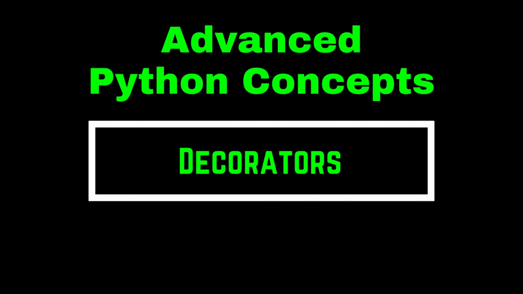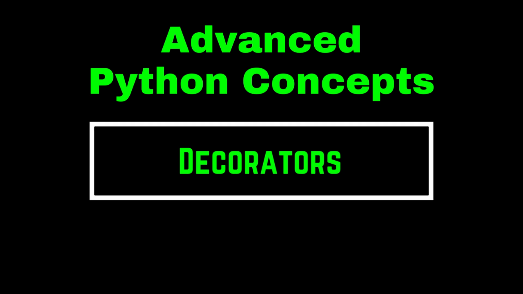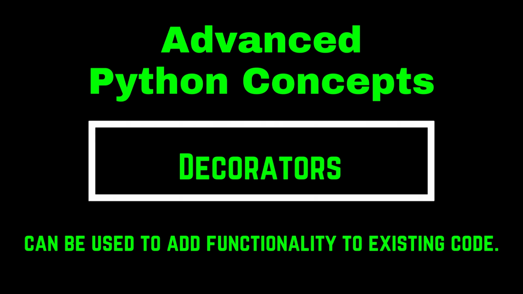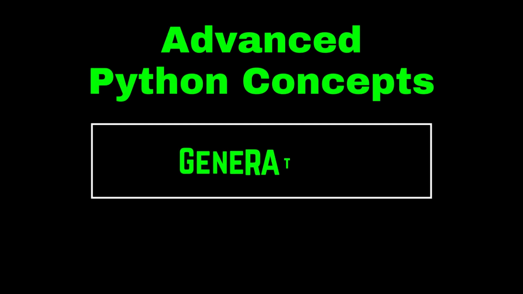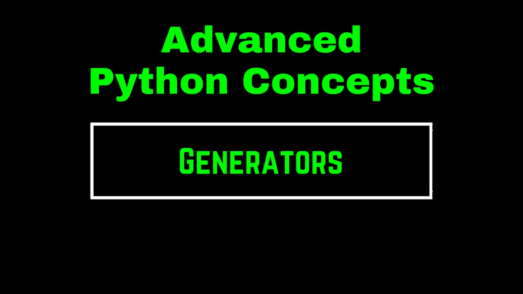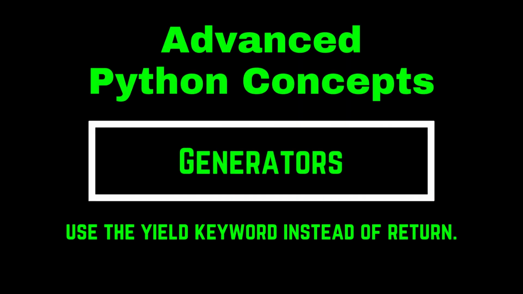Decorators are used to modify the behavior of functions or classes without changing their source code. Decorators are a powerful feature of Python that can be used to add functionality to existing code. Generators are used to create iterators in Python. They are similar to functions but use the yield keyword instead of return.